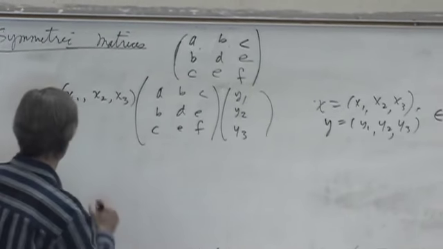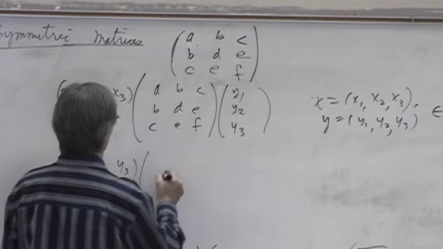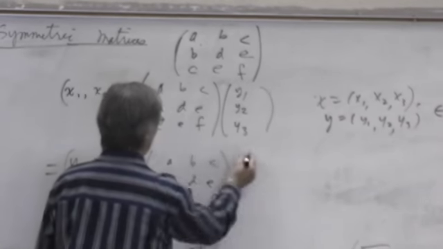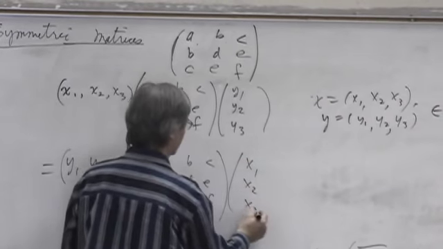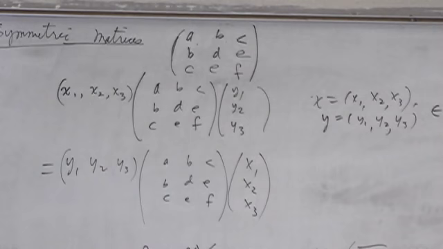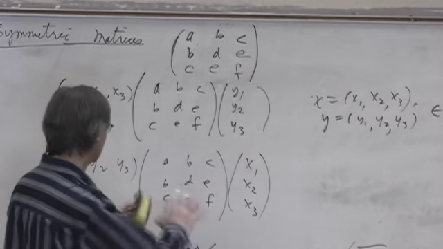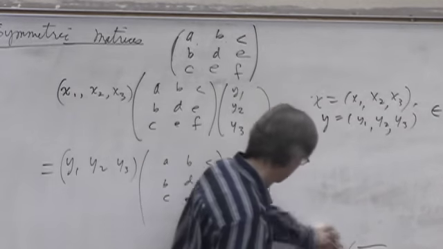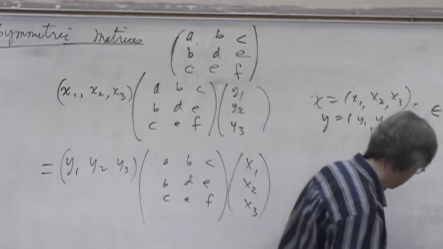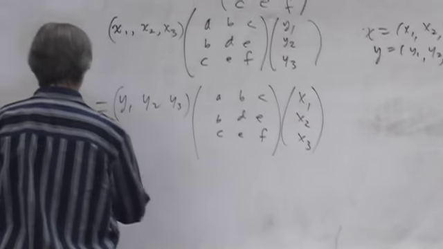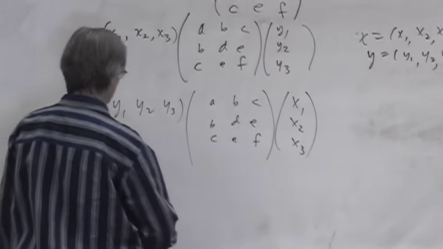This is equal to y1, y2, y3 times A, B, C, B, D, E, C, E, F times x1, x2, x3. Now that's not true for a general matrix, right? So I can switch these. So what you have is X transpose A Y, transposed.